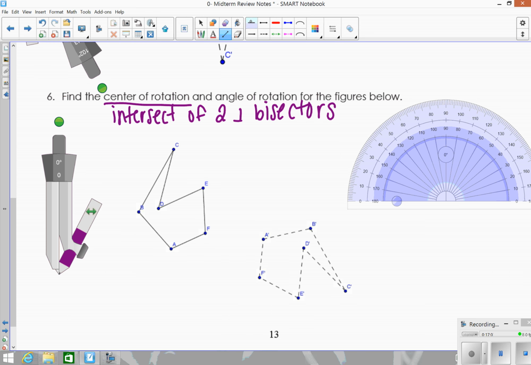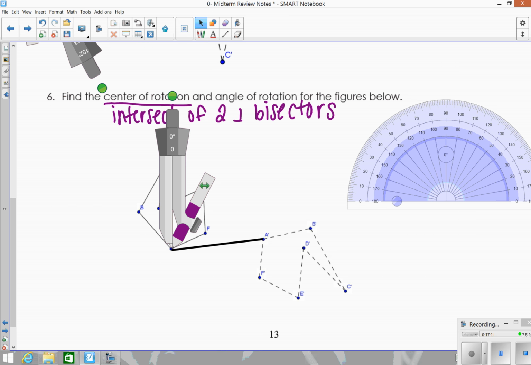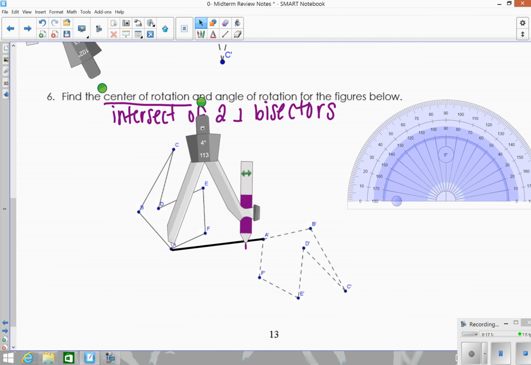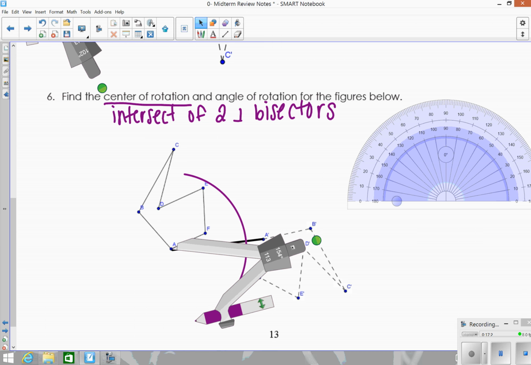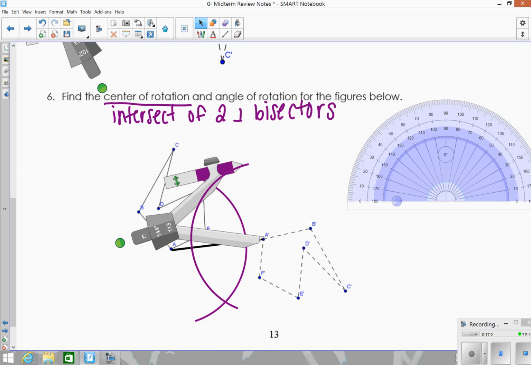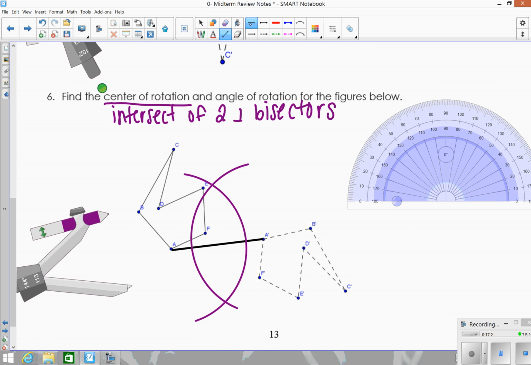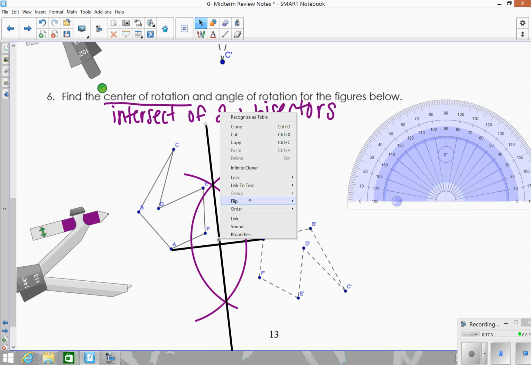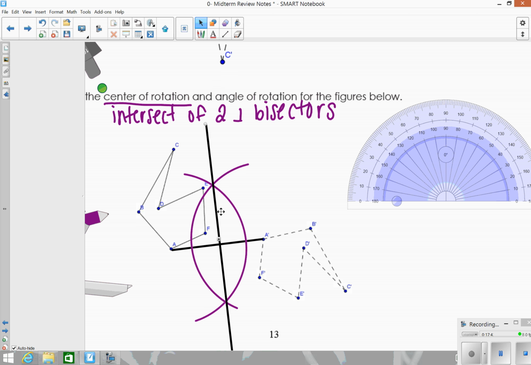So what I'm going to do is connect any pre-image and image points. So let's say I do A and A prime. I'm going to do the perpendicular bisector of that, just like what we did above. So more than halfway, draw your arcs. And then connect this with your straight edge. So this here, if this was a reflection, this would be the line of reflection.